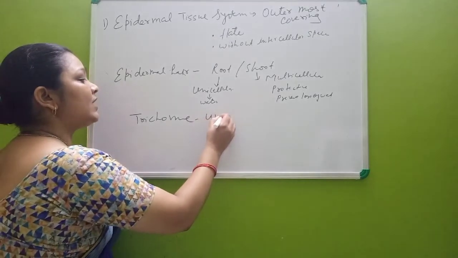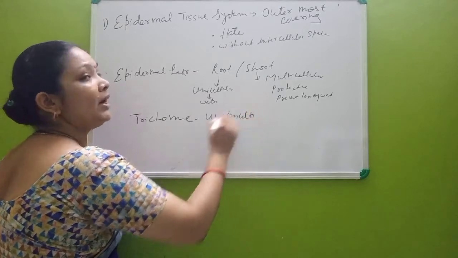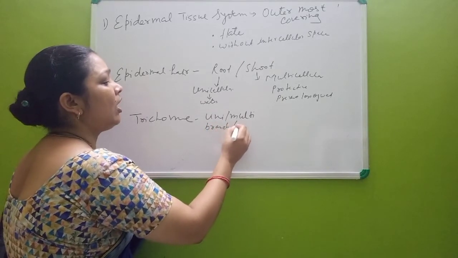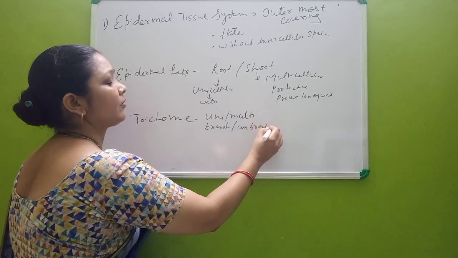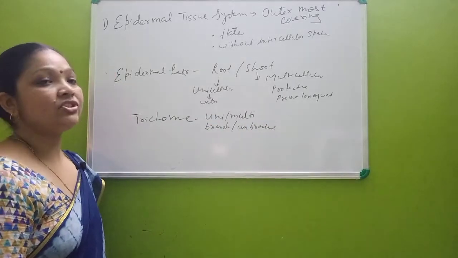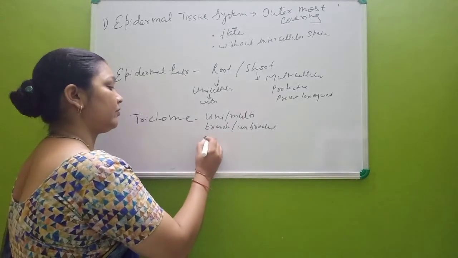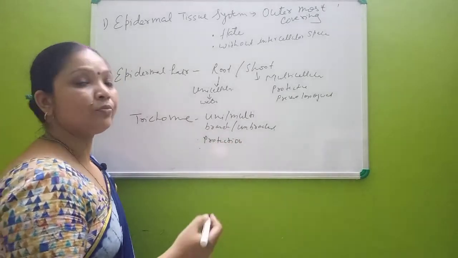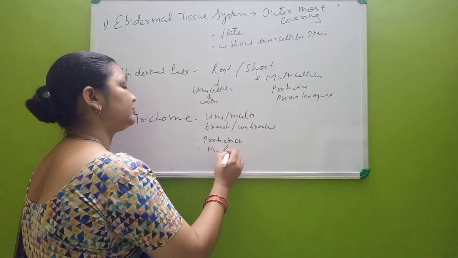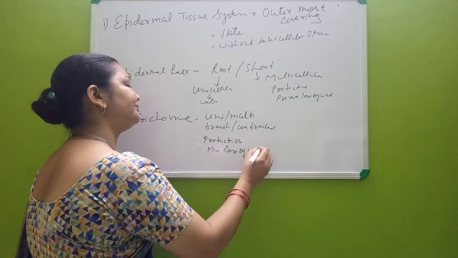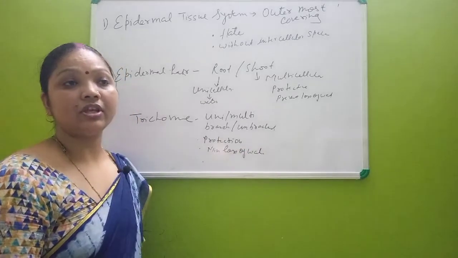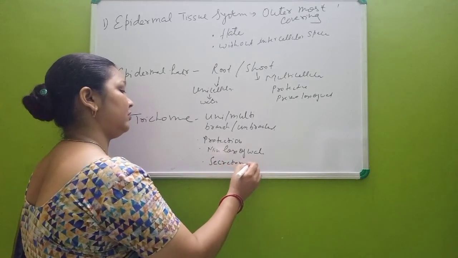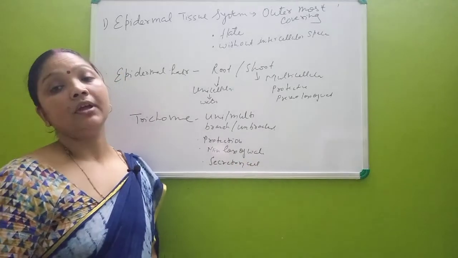It may be unicellular or multicellular. Sometimes it may be branched or unbranched. Their main function is protection. The second main function is to minimize loss of water. And the third main function is that it may be secretory, meaning they may secrete some fluid.